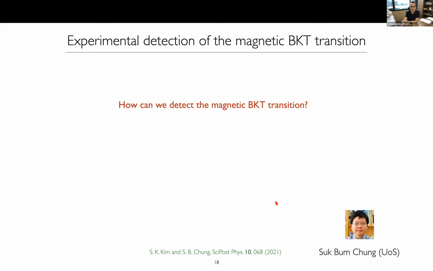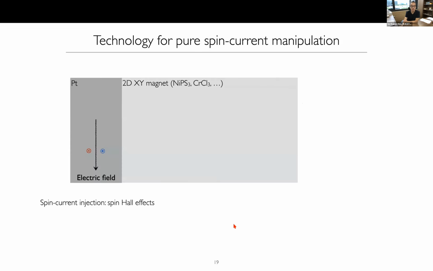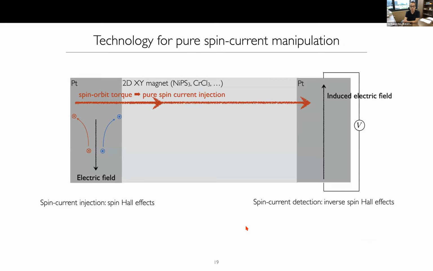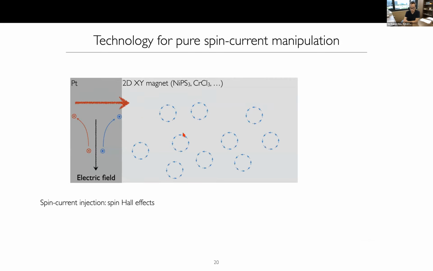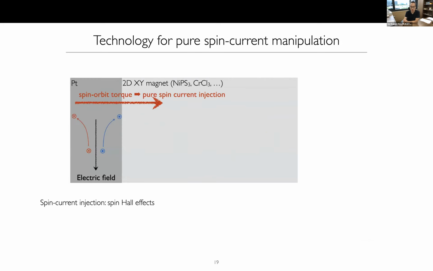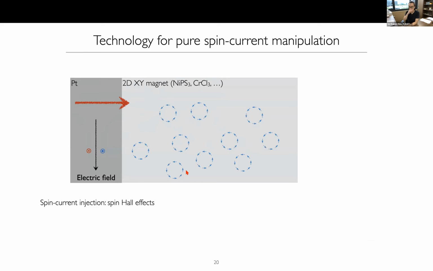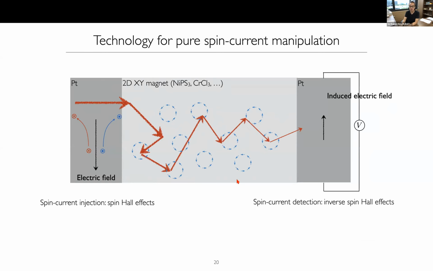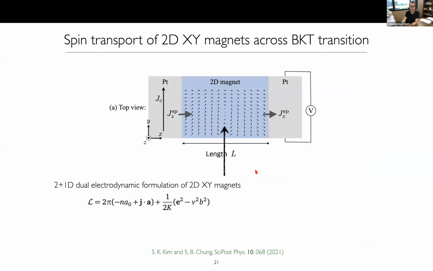So how can we detect it? Actually, we can use a similar technique. We can study the decaying behavior of spin transport across the BKT transition. When there's no vortex, a spin should be able to flow through the two-dimensional XY magnet easily. But if there are vortices because of a high temperature, then spins scatter with the vortices, so spin should not be transported well when the temperature is high. That's basically the mechanism for this magnetic BKT transition.